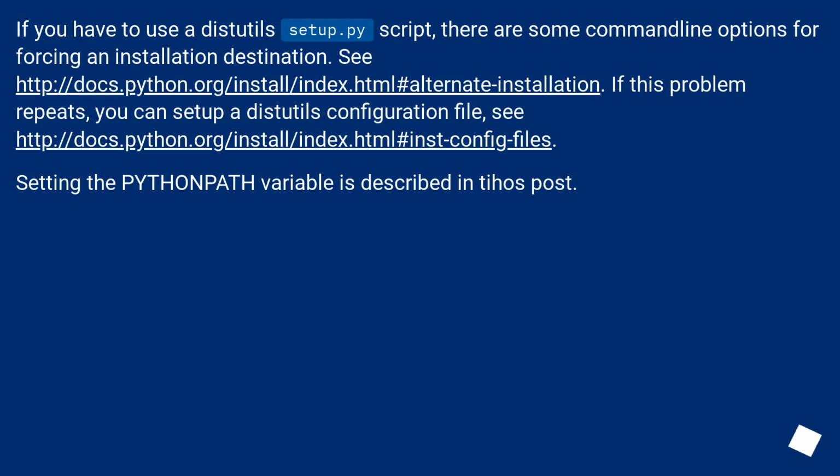If you have to use a distutils setup.py script, there are some command line options for forcing an installation destination. See this URL. If this problem repeats, you can set up a distutils configuration file. See this URL. Setting the Python path variable is described in Tiho's post.